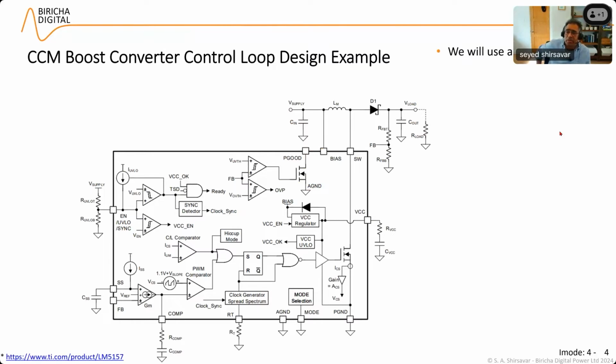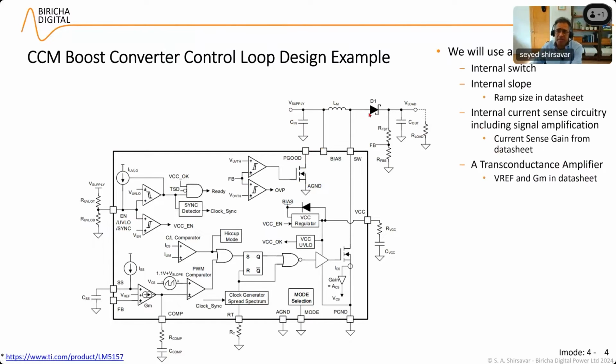So this is taken from the TI LM5157 chip. This is the internals of it. You can see that they're using it for a boost converter, understandably so, because a buck would require a type 3. This particular chip has an internal switch here, and it has internal slope compensation, so you don't have to really worry about slope compensation. It has internal current sense circuitry, including amplification, so that you can use a small sense resistor and your losses are small. And what it has is a transconductance amplifier, which is right there.